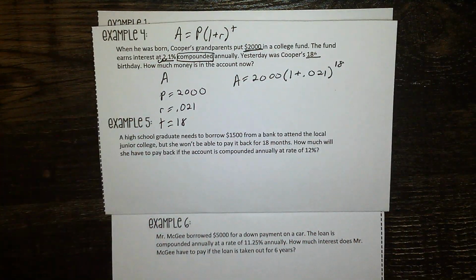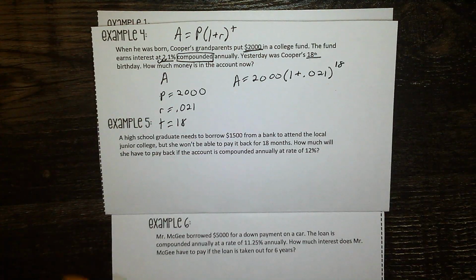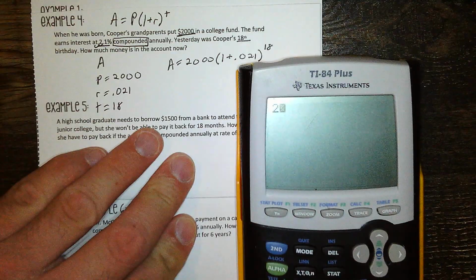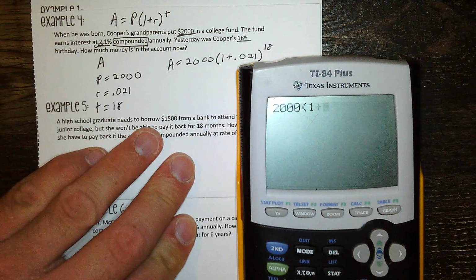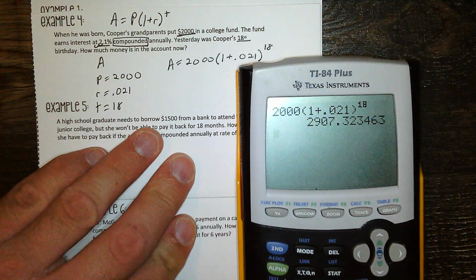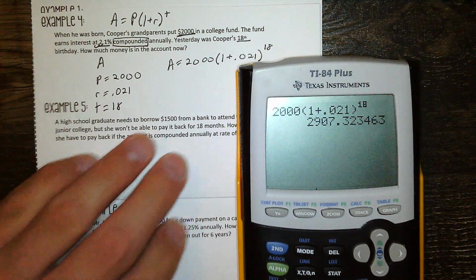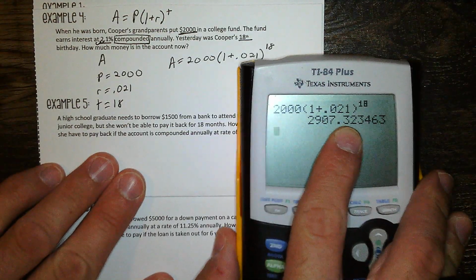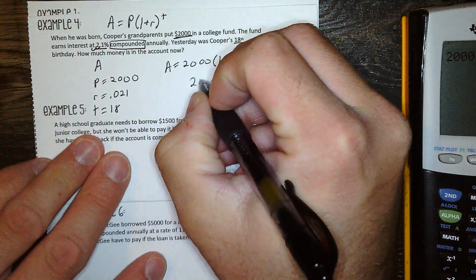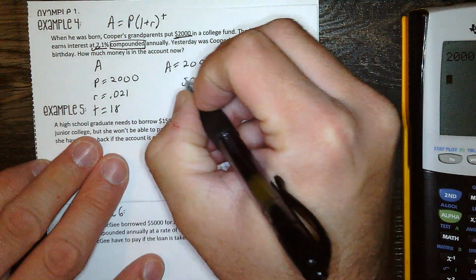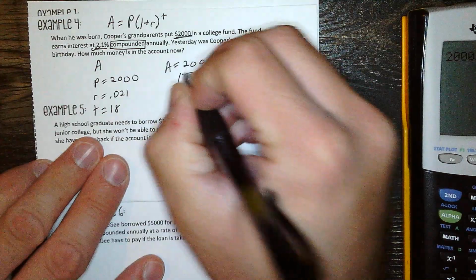Then if we get out our handy dandy calculator, all you have to do is literally plug it in exactly as you have it, and you'll be able to get the answer. Now remember to round it to 2 decimal places, so in this case it would be 2907.32. And that's how much is in his account now.